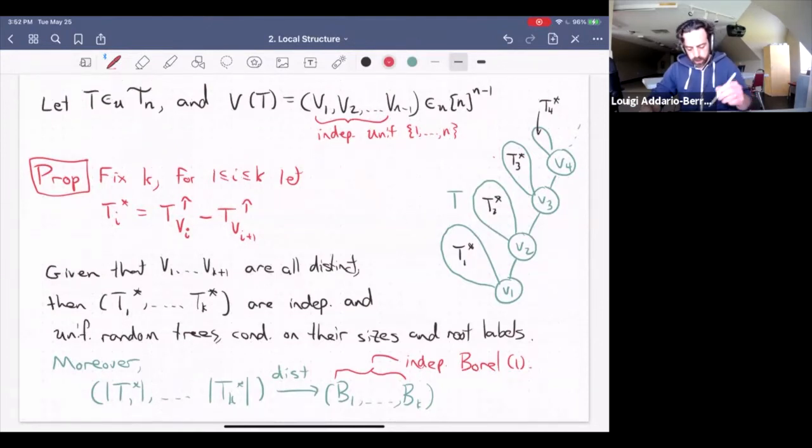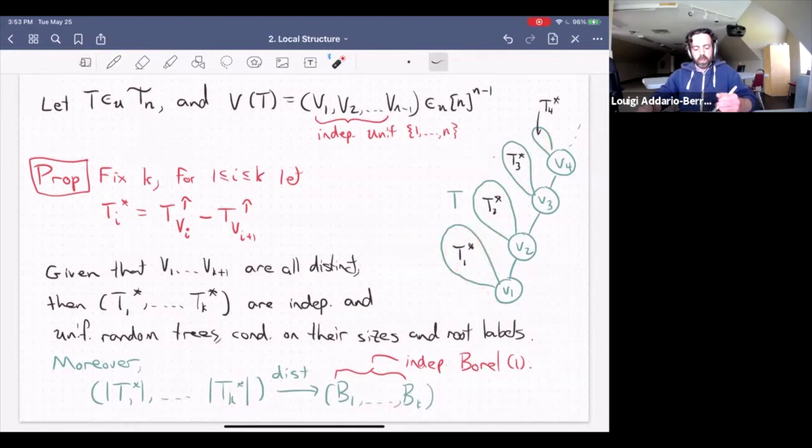So this actually describes the structure near the root vertex in quite some detail, right? It says that provided that in this sequence here, the first branch is long enough, we have more than k entries before the first repeated entry, then what we see are a bunch of independent random trees, and moreover that the sizes of those trees are asymptotically Borel.